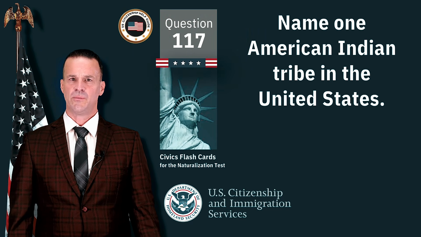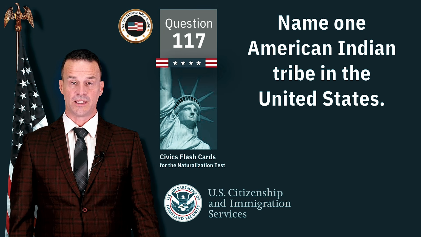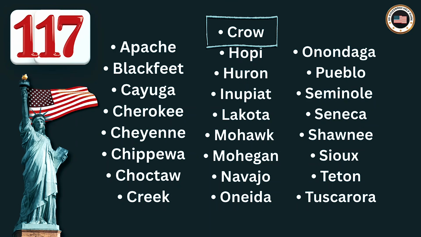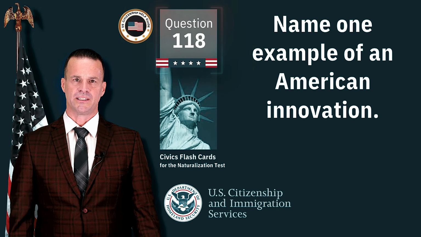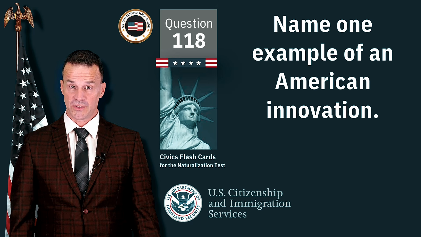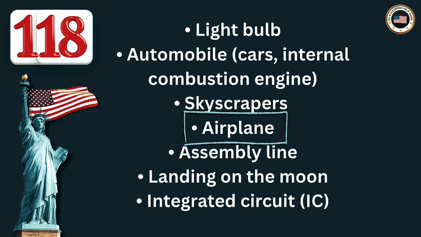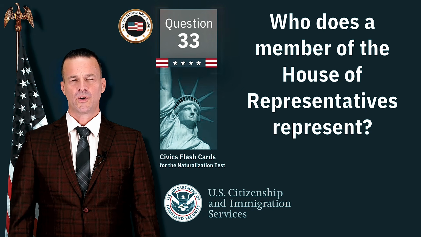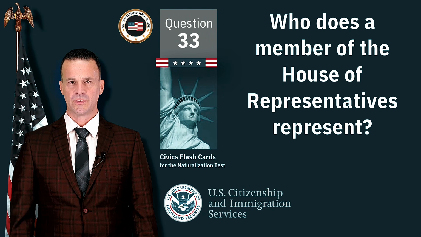117. Name one American Indian tribe in the United States. Crow. 118. Name one example of an American innovation. Airplane. 33. Who does a member of the House of Representatives represent?